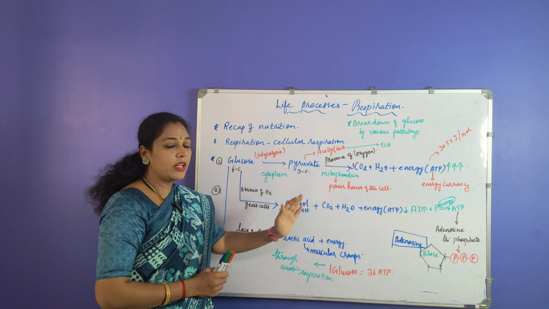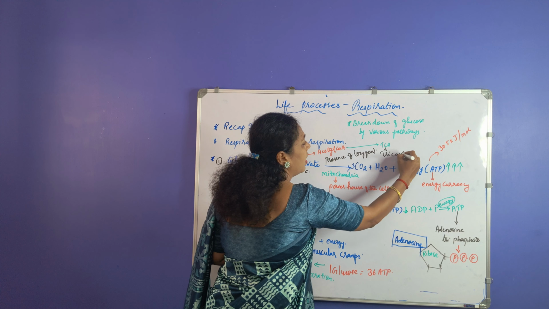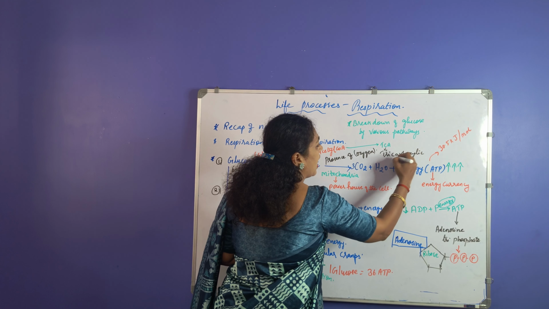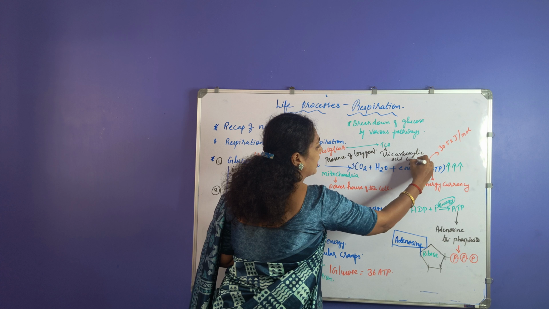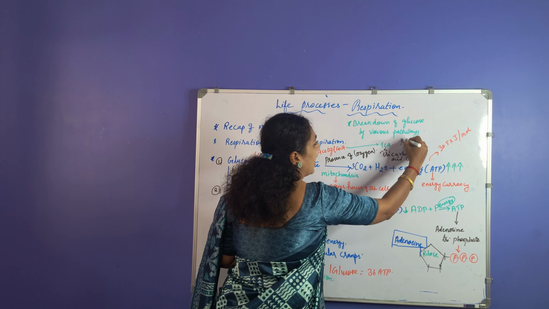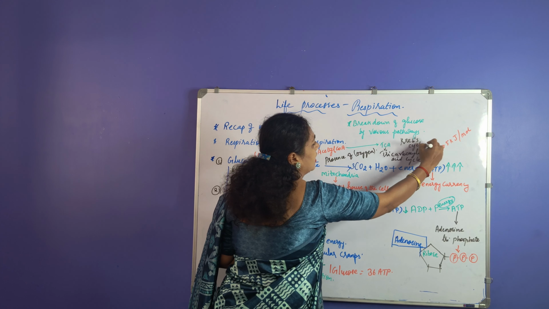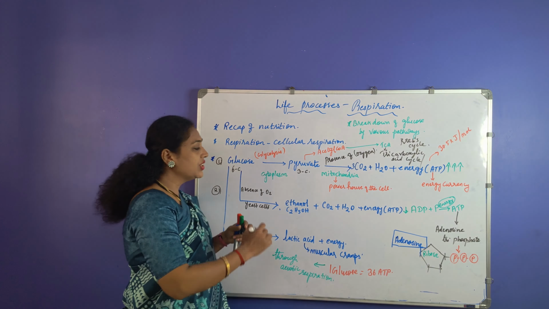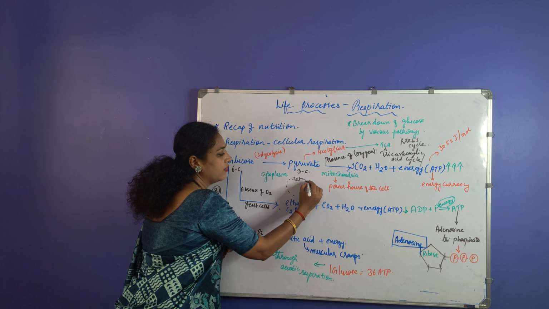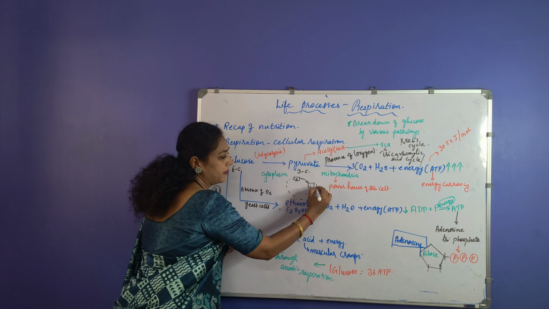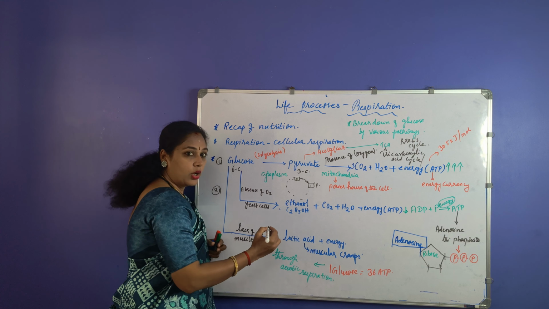So the full form is tricarboxylic acid cycle, also called as Krebs cycle. So this is a cyclic pathway. You have a cyclic pathway. Always you have one substrate that is converted to a product, and that conversion of substrate to product is mediated by an enzyme.